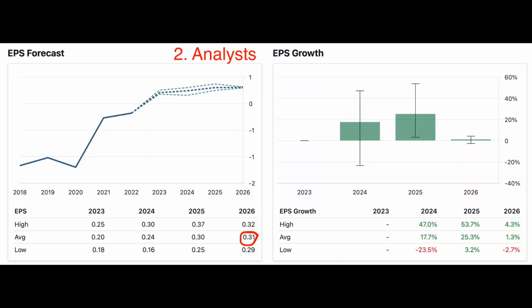Moving on to analyst estimates, they are expecting this company to make 31 cents a share in 2026. If we apply a 25 PE to this company, which is high, this would make it a $7.75 stock. So not a lot of upside potential according to analysts.